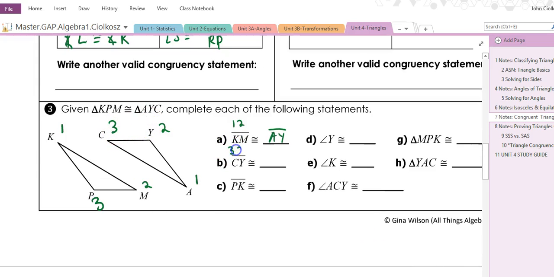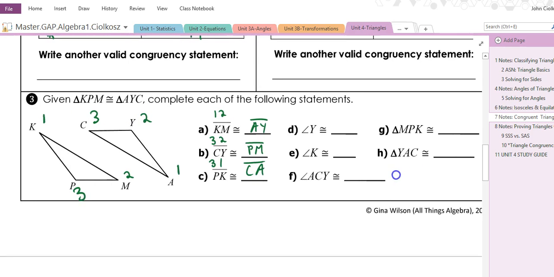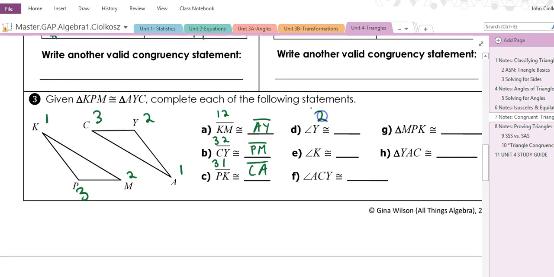3, 2. Pay attention to the order. 3, 2, PM. PK, that's 3, 1. So 3, 1 would be CA. Angle Y, well, that's angle 2, so angle 2 over here is M. K is 1, so on my other triangle, 1 is A. ACY, 1, 3, 2. So KPM.